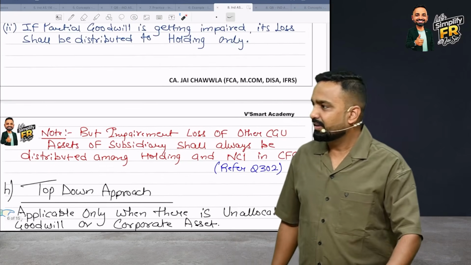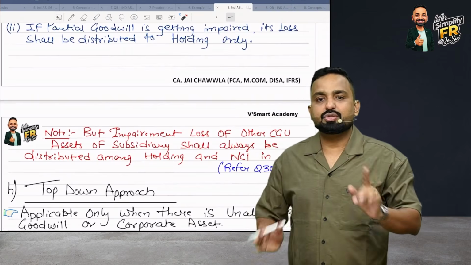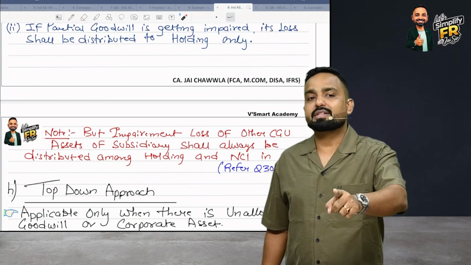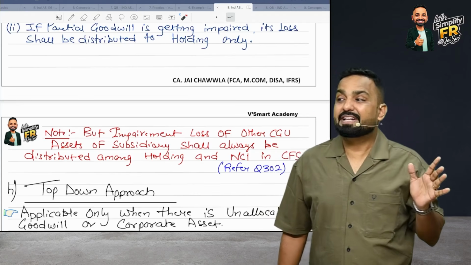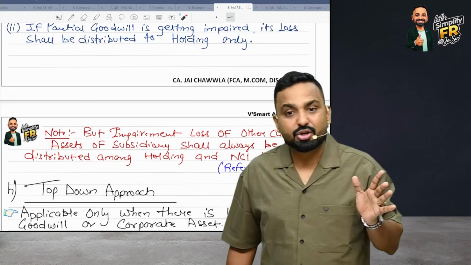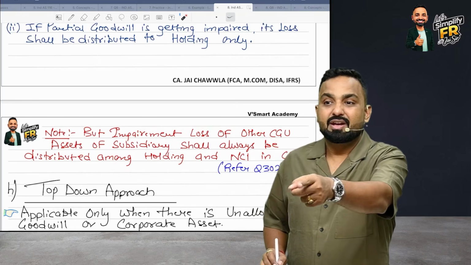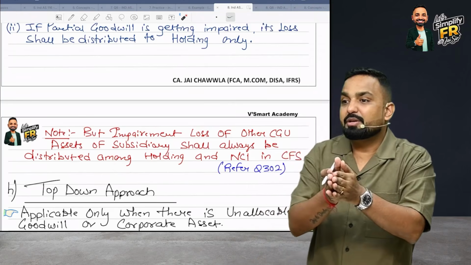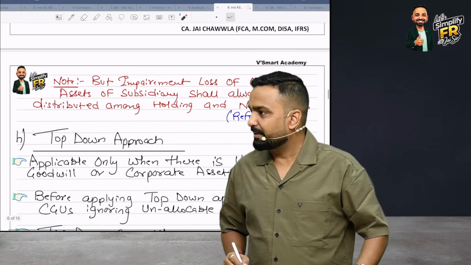Guys, are you understanding? One thing is very clear. If you are impairing goodwill along with CGUs, definitely you are doing this in which financial statement? Consolidated financial statement only. Understood or not? So in the consolidated financial statement, you will write off the assets and book the loss. Such loss shall be shared between holding and NCI for those other assets. Guys, are you understanding my point?